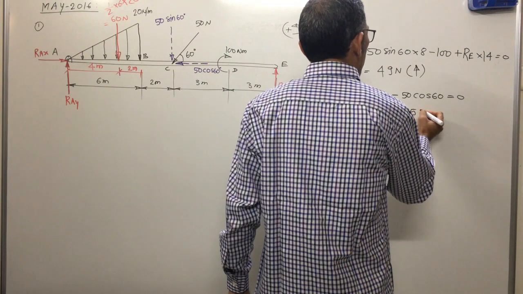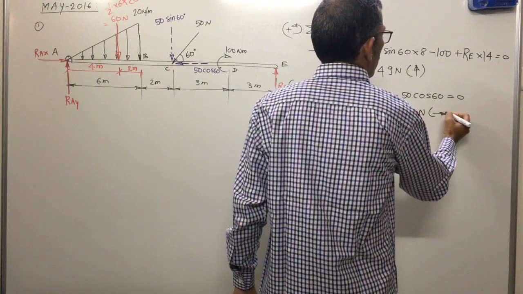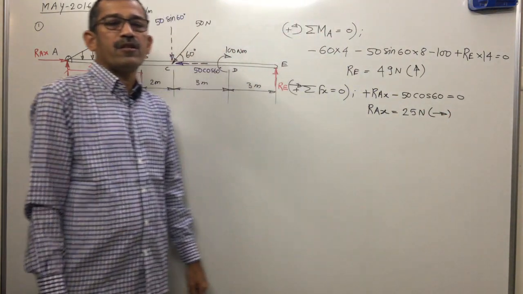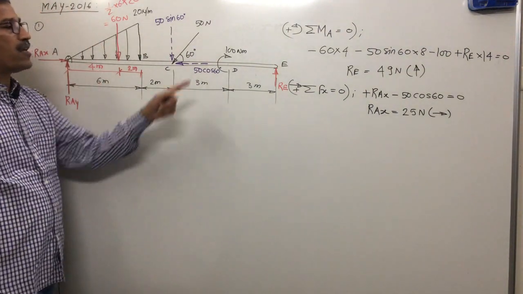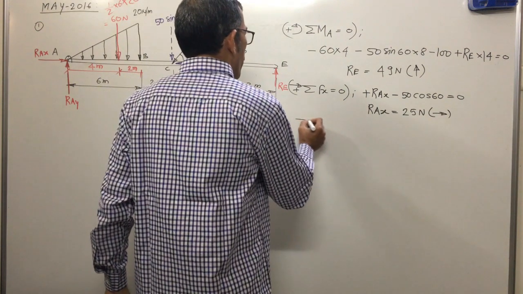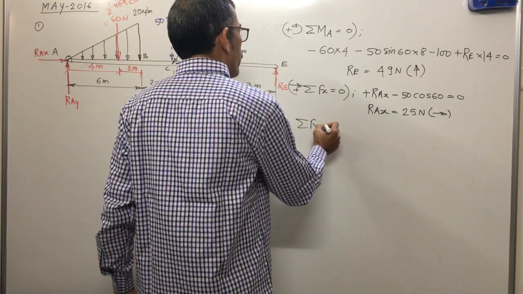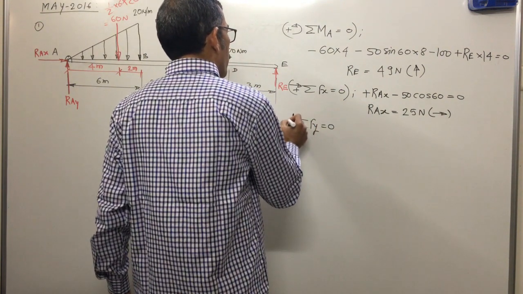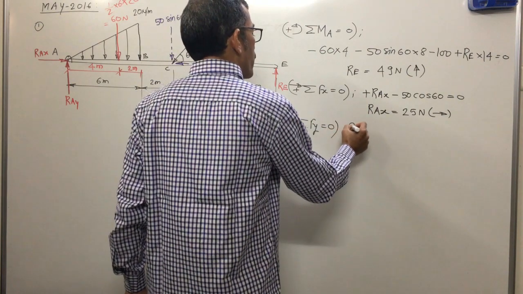Cos 60 is half, so Rax comes out to be 25 Newton. Again the answer is positive, that means the assumed direction of Rx is correct. What is the assumed direction of Rx? Rightward. The answer is positive, so the direction of Rx is rightward.